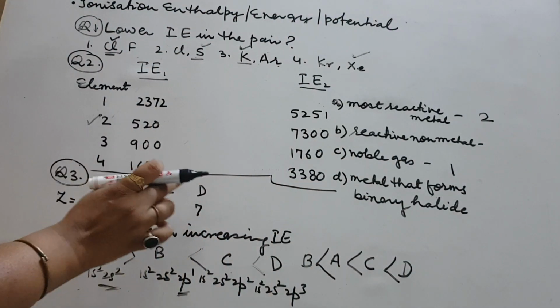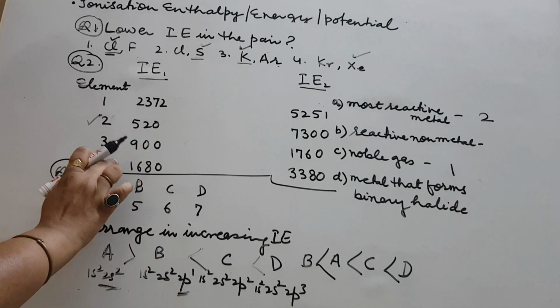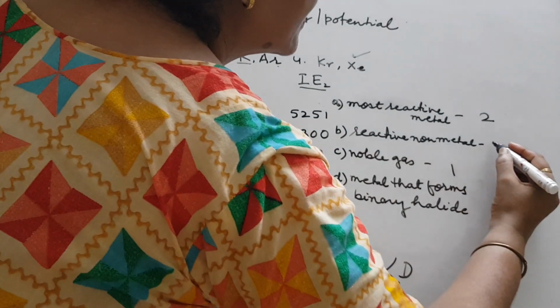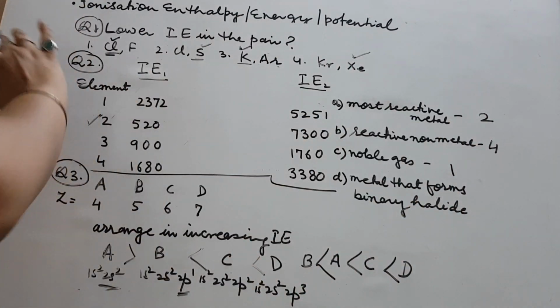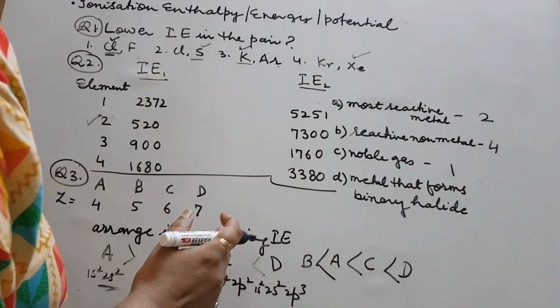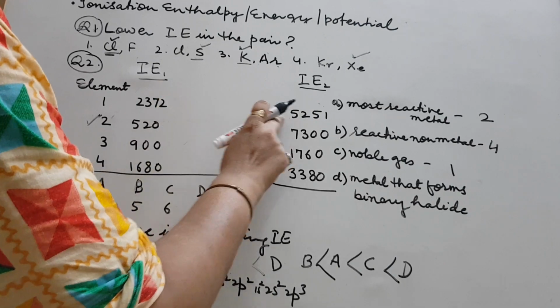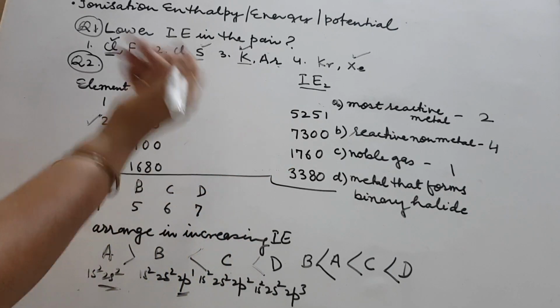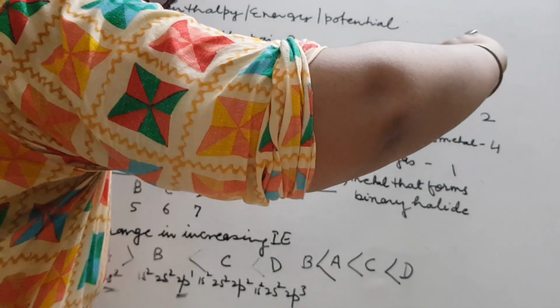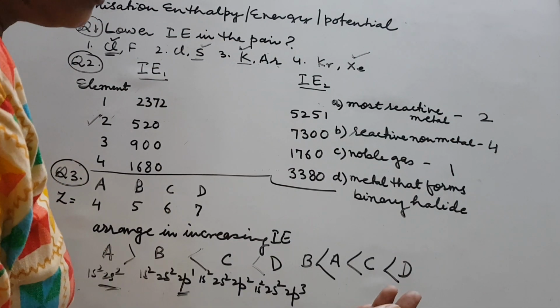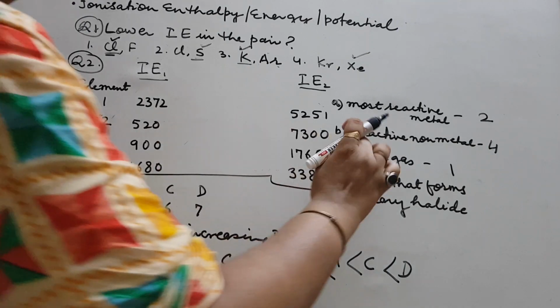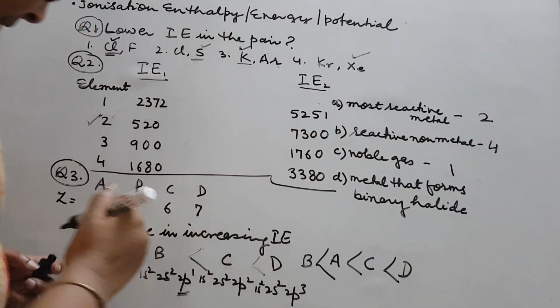So certainly the reactive non-metal should be this one, the 4th one. Because we know as we move left to right, the non-metallic character increases and IE value increases, but the highest is for noble gases. The non-metals moving left to right also have high IE values. With the result, our 4th should be the reactive non-metal.